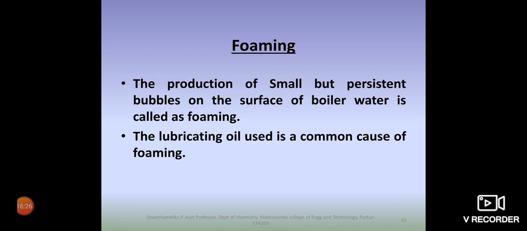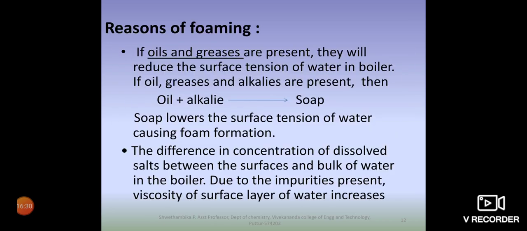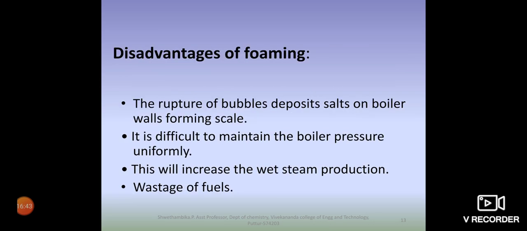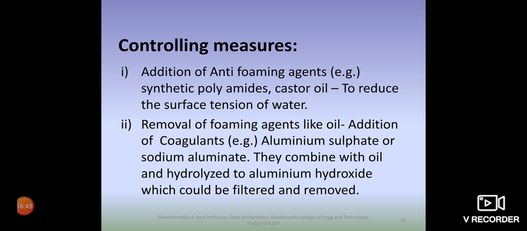Then definition of foaming, that is production of small but persistent bubbles. And then the reason of foaming, you can write a little bit brief. Here I have elaborately explained so that understanding takes place to the fullest extent. Then disadvantages of the foaming along with the mentioned two controlling measures. So in the next session we would be discussing the third major boiler problem, that is boiler corrosion. Thank you.